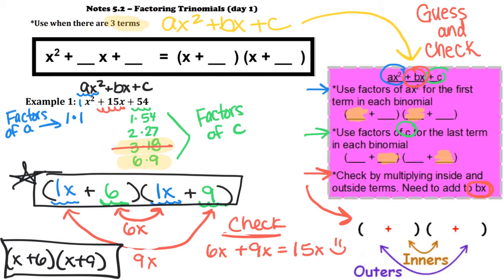So to quickly recap, we found the factors of a, that was our first term, and used those in the first part of our binomial. We found the factors of c, that was our last term, and used those in the second half of our binomial. Now we needed to check the inner and outer products to see if it would add up to the middle term, and when we found the right pair, we had our final answer. Let's check out example 2.